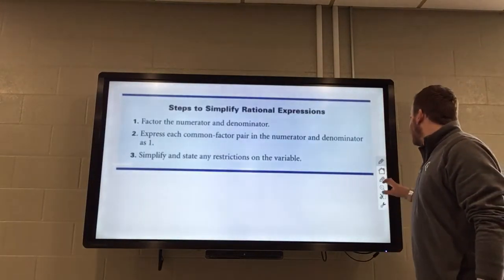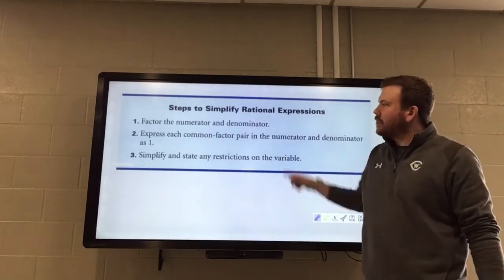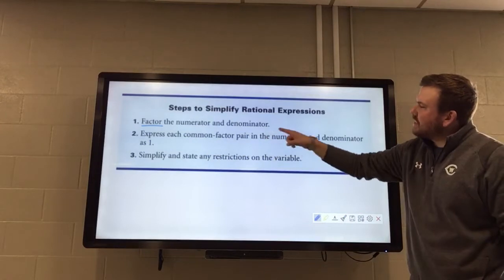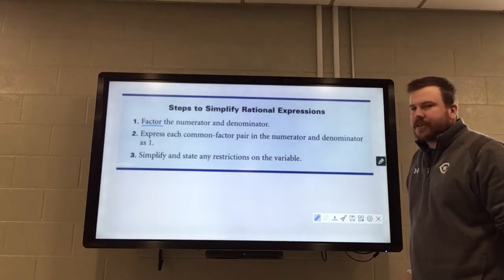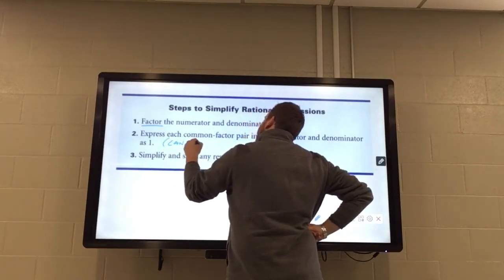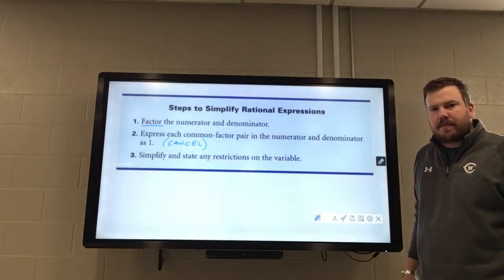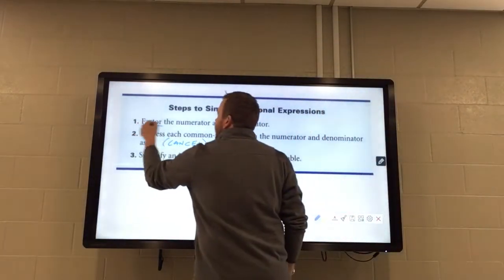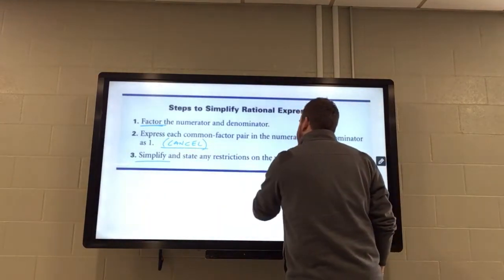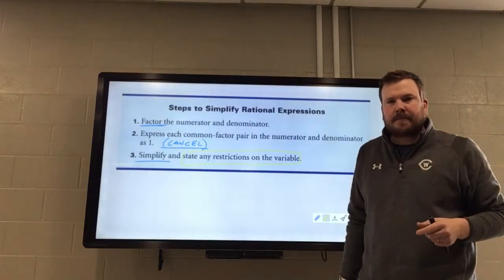So first, the steps to simplify rational expressions. Step 1, we want to factor the numerator and the denominator. Step 2, we want to express each common factor pair in the numerator and denominator as 1. That's a really fancy way of saying we're going to cancel things out. In step 3, we are going to simplify and state any restrictions on the variable. So our 3 steps today are factor, cancel, simplify, and then we need to not forget to state restrictions. Okay? Factor, cancel, simplify.